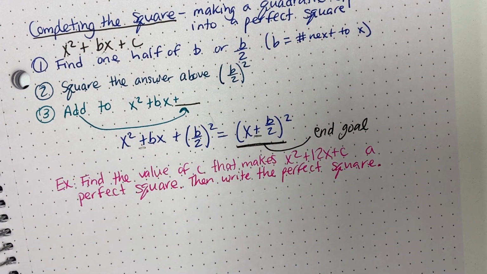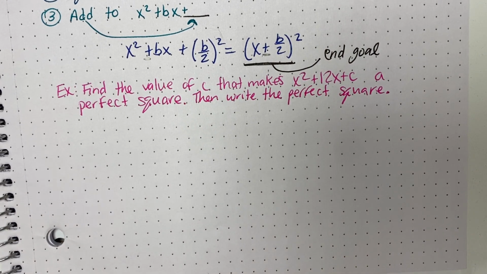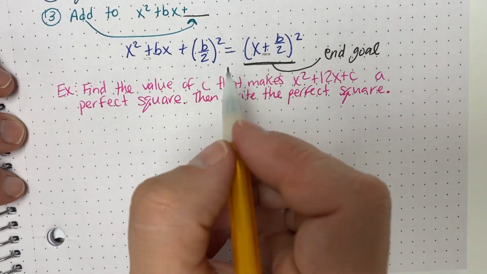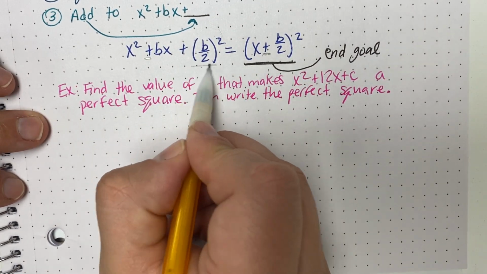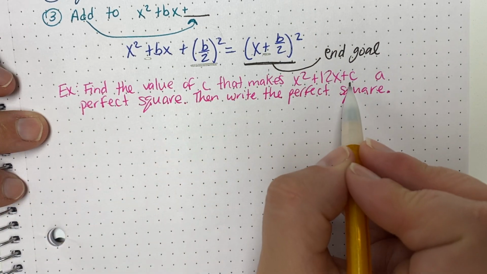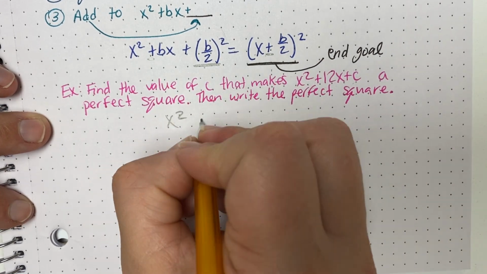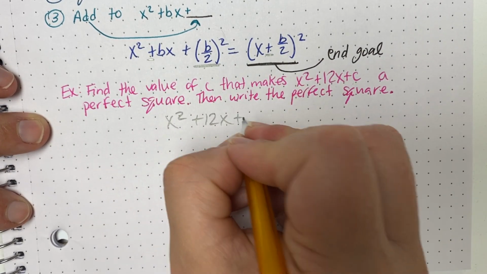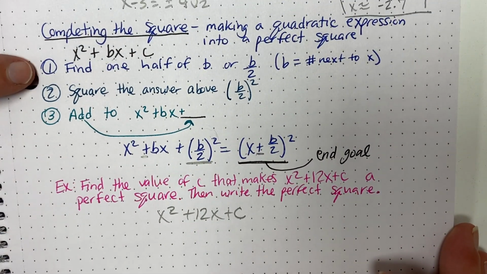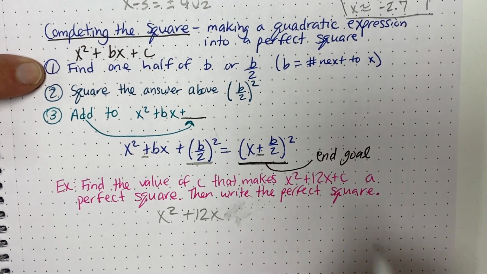Okay, so let's look at how this works. So we can just figure out how to find that value of c, how to fill this piece in right here. Okay, this is the piece we're kind of trying to fill in. So find the value of c that makes this a perfect square and then write it. So I'm going to have x squared plus 12x plus c. That c is the part I need to fill in. So let's look at our directions. First one says, I'm going to erase this so I know that's what I'm filling in right here.